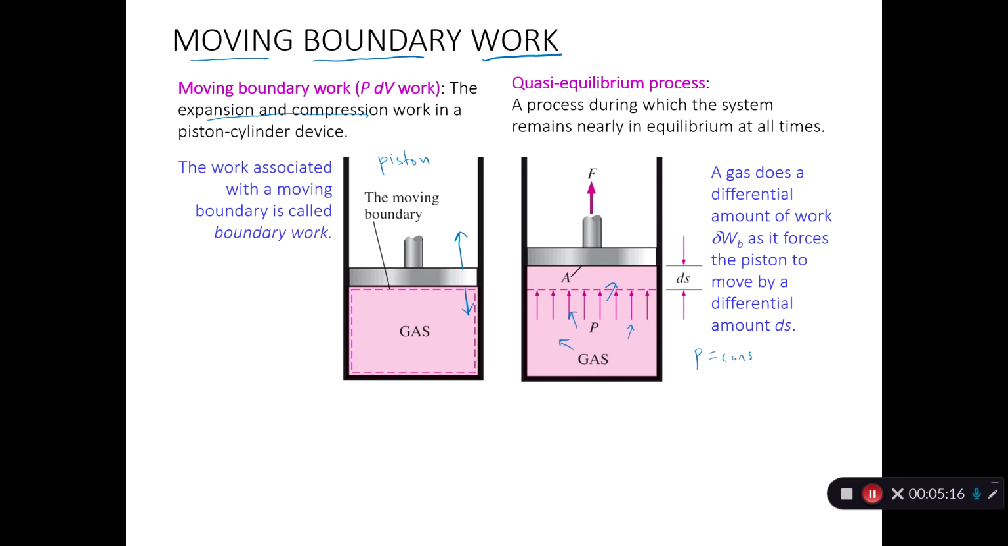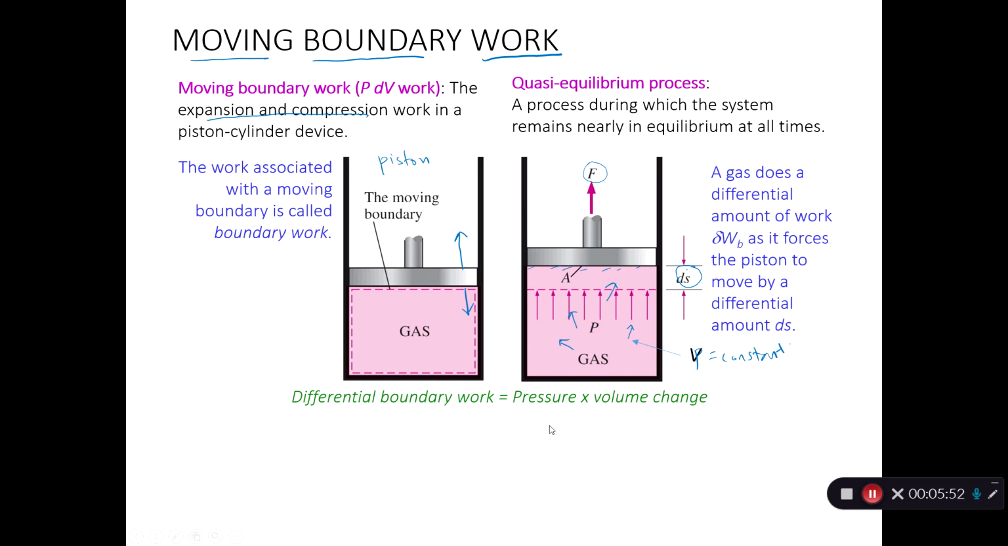P will remain constant. So the gas is pushing up, and there's this area that it's acting on, which is the cross-section area of the piston, and this will result in a force. This force will be moving the piston by a distance ds. That's how you get work: force times distance. Alright, so let's look at this. Boundary work is pressure times change in volume. So how do we get this equation?